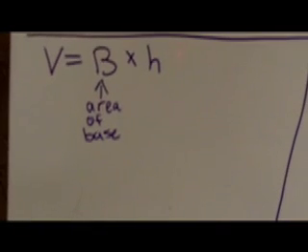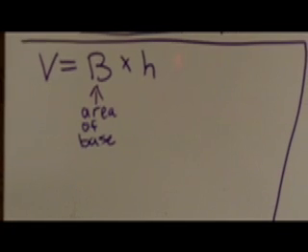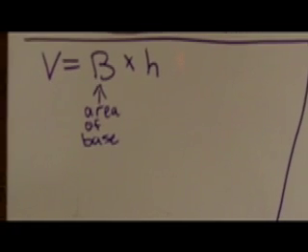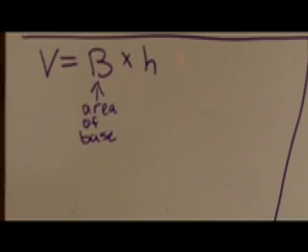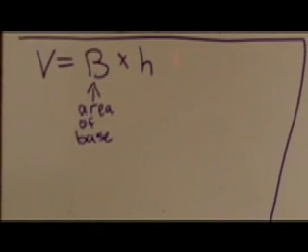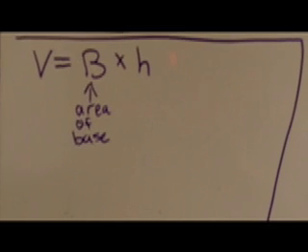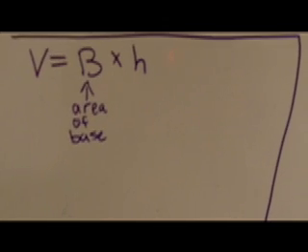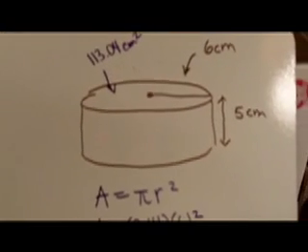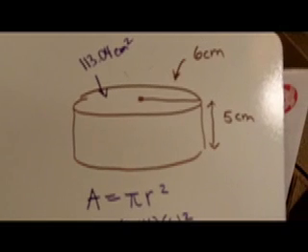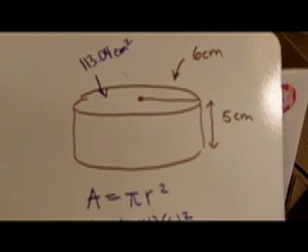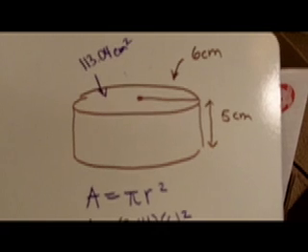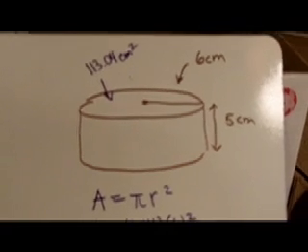The last measurement that we might need to find when talking about cylinders is the volume. For cylinders and prisms, we can use the formula volume is equal to the area of the base times the height. In the last example, when we did surface area, we found that this cylinder had a base with an area of 113.04 centimeters squared. We know the height is 5 centimeters. The volume now is very easy.